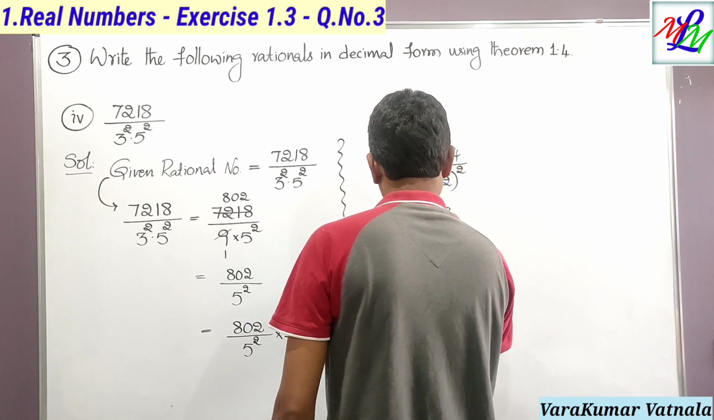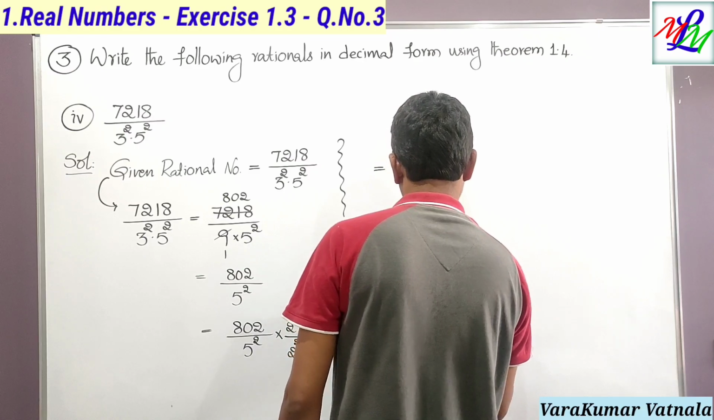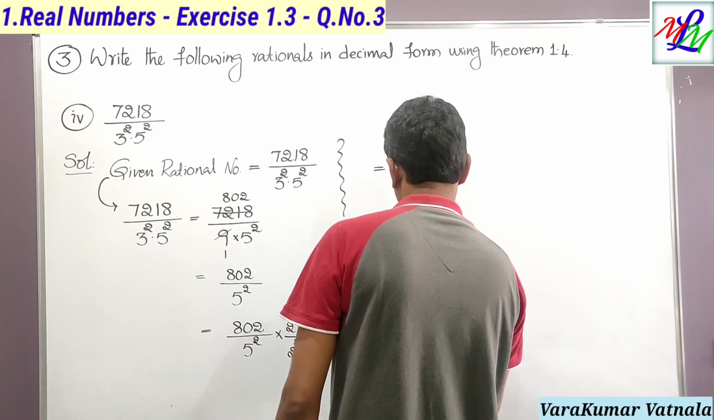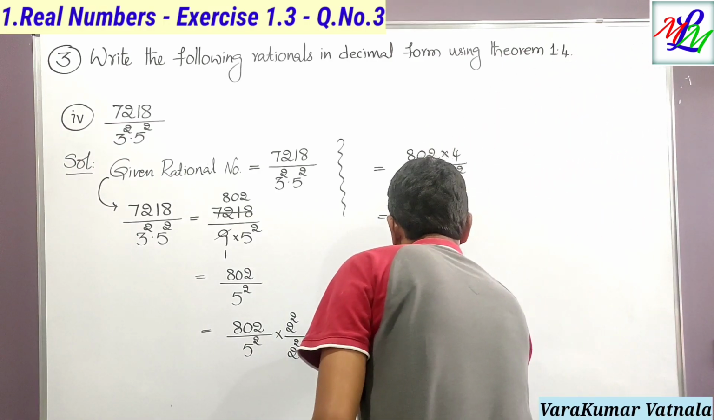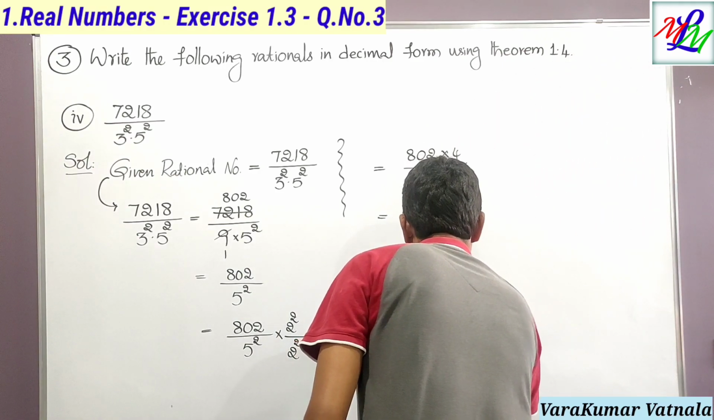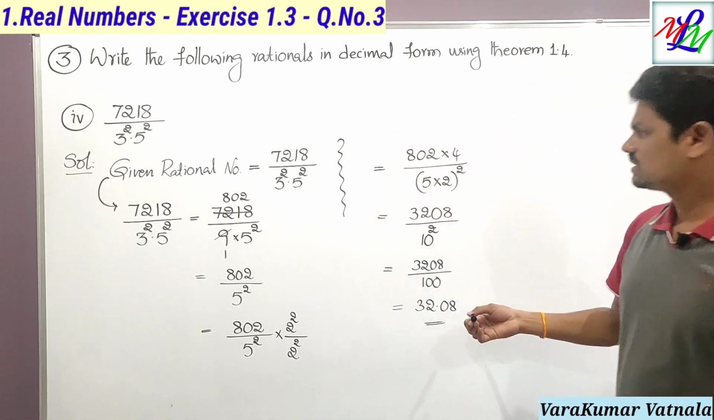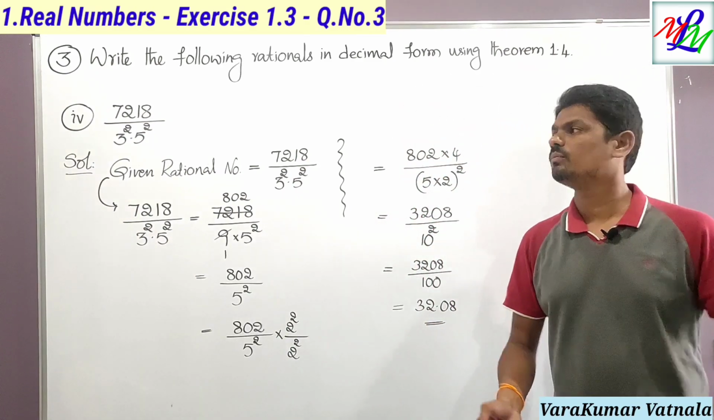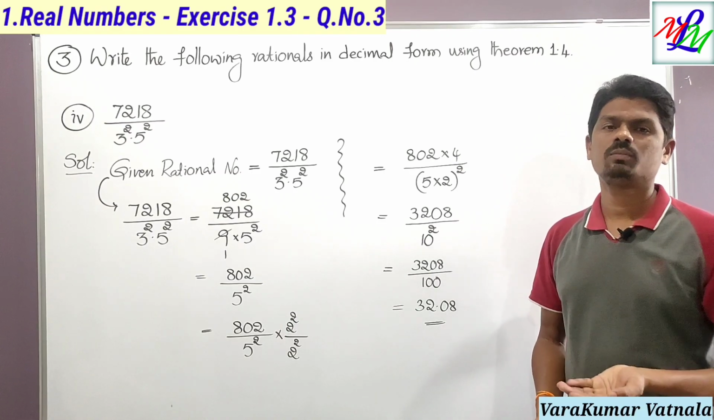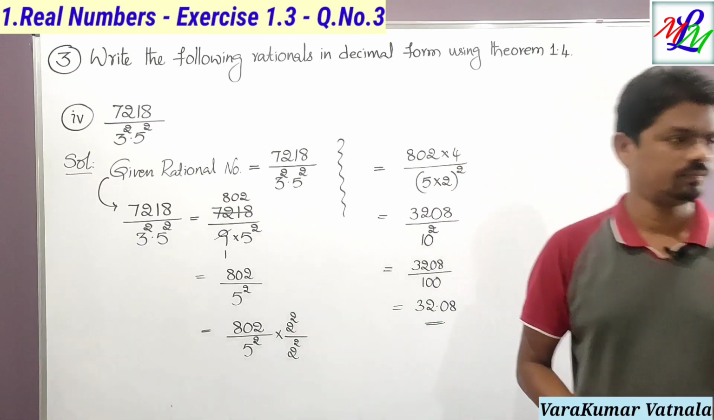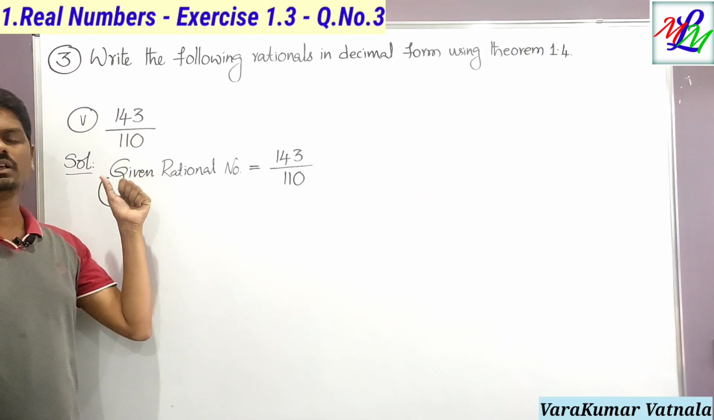So we can write 3208 divided by 10 to the power 2, which is 100. So 10 into 10 is 100. So now the decimal form is 32.08. How much is it? 32.08. So this is the decimal form of the given rational number, student. This is the fourth bit. So next we have one more bit in the third problem. Next we have to solve the fifth bit. Student, this is the fifth bit in the third problem.